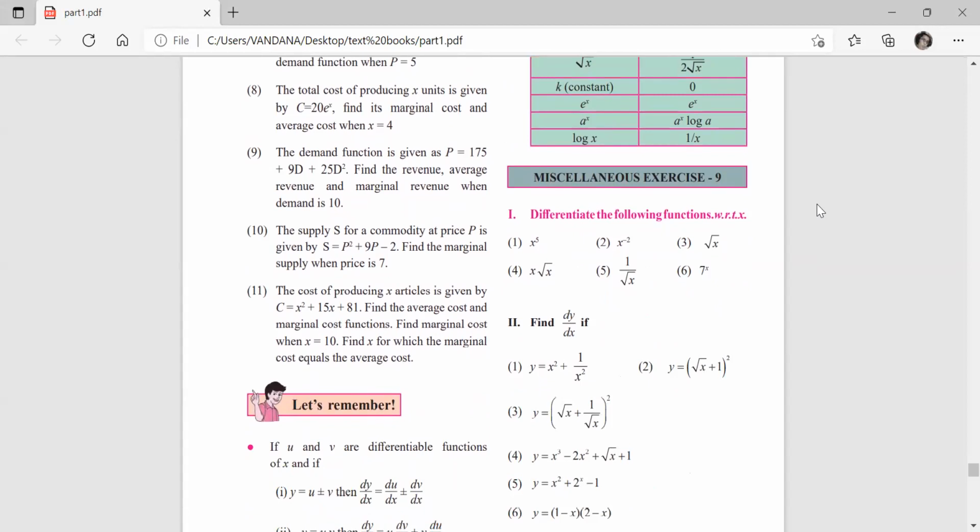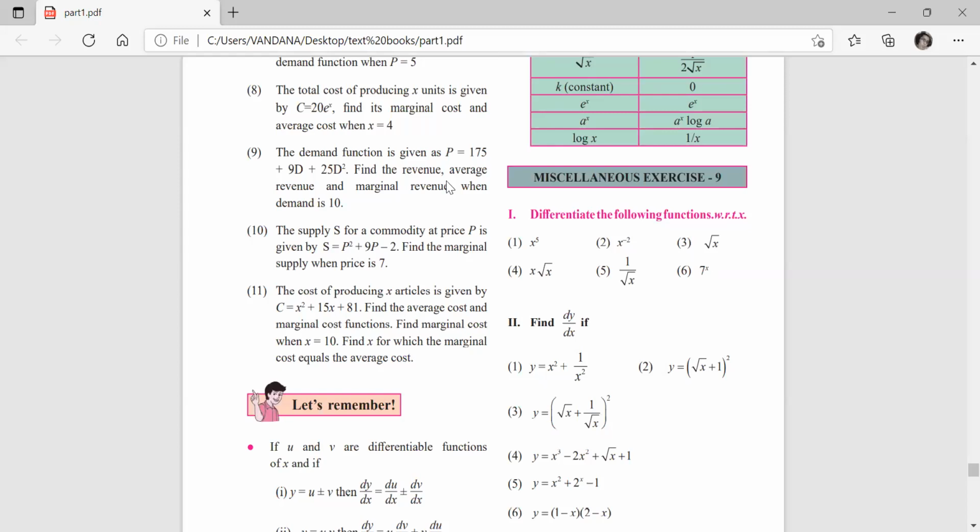The cost of producing X articles is given by C equals X square plus 15X plus 81. Find average and marginal cost function. Find marginal cost when X is 10. Find X for which marginal cost equals average cost. Yeah, ये थोड़ा सा अलग है. तो हम लोग ये 11th वाला करेंगे.